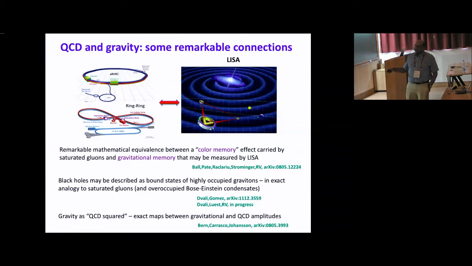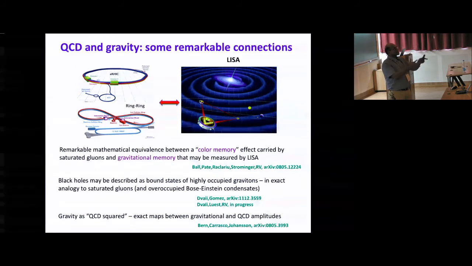And finally, there's something very powerful and quite remarkable, which is that you can understand gravity. If you compute gravitational scattering, for example, you can understand that in terms of really like the square of QCD. Okay? So you can write down a gravitational amplitude and break that into something that looks like a QCD amplitude times some kinematic factors.